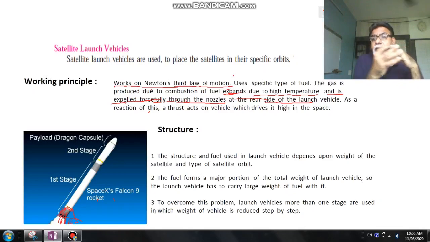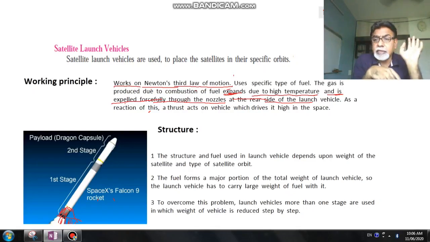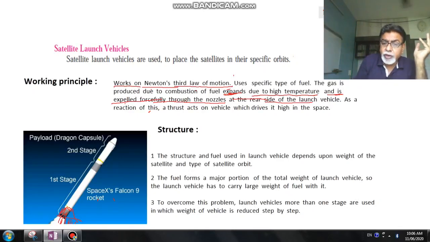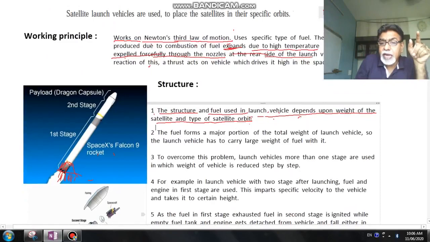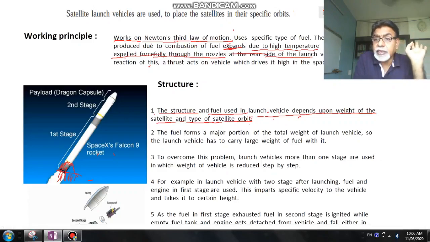Now depending upon the need, look here, how much fuel is needed depends on how much height the object is to be taken to; according to that you will require fuel. So the structure of the vehicle and the fuel used in the launch vehicle depend upon the weight of the satellite and the type of orbit. Just now I told you at how much height you have to take it, and it depends upon the weight of the satellite, and that will decide the structure of the vehicle and the fuel used in it.